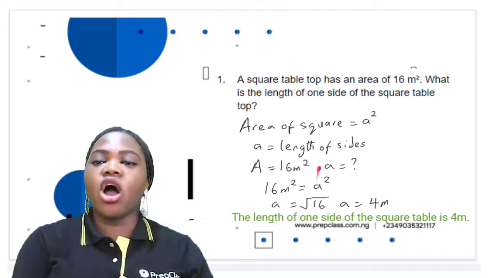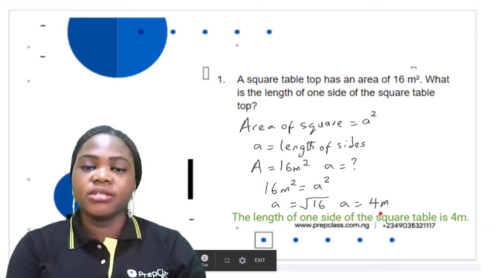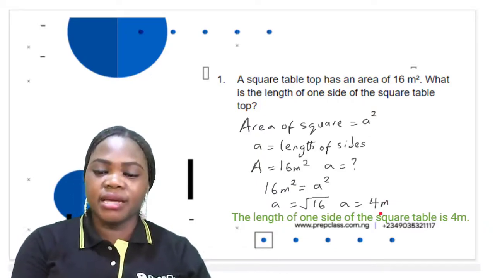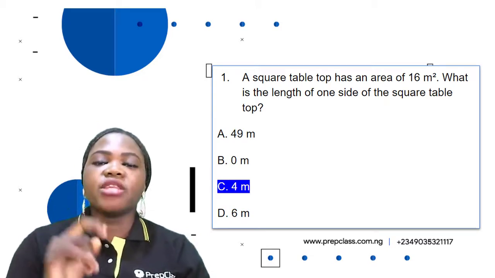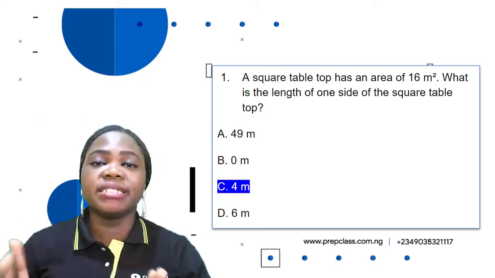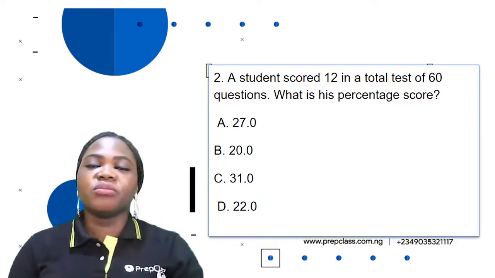So the length of one side of the square tabletop is 4 meters. So that is the correct answer there. Let's find out which of the options is correct. The correct option is C, 4 meters. That is the correct option. Okay, so let's move on to number 2.